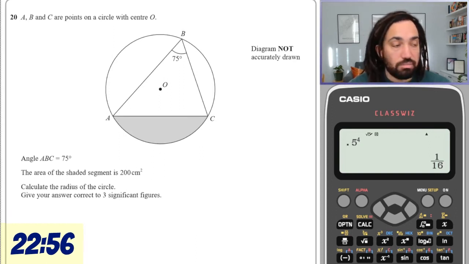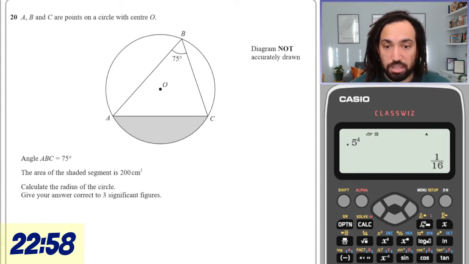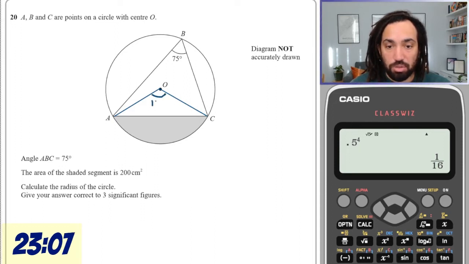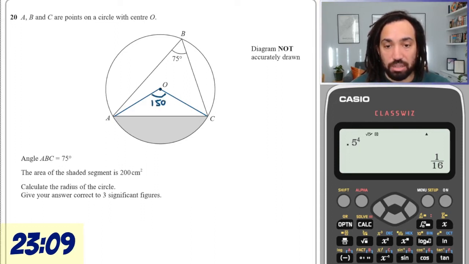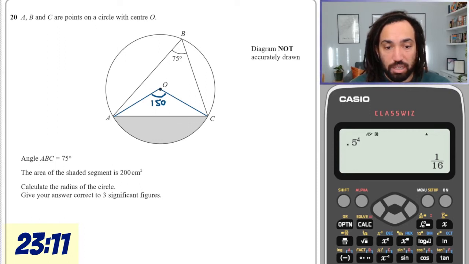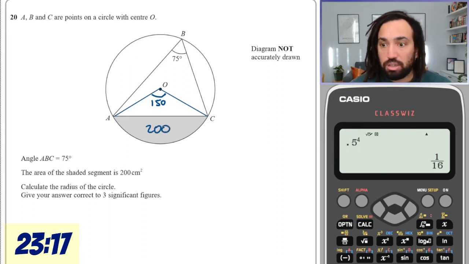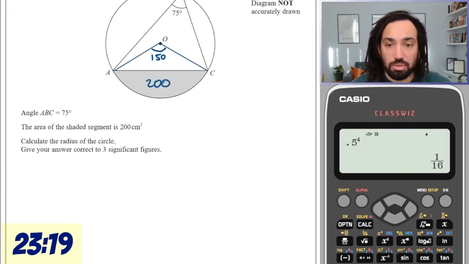Okay, so here, this looks like that's a sector. We know from circle theorems that that angle is double that angle, so that's 150. They're asking us to find the radius, the area of the shaded segment, that is 200. Wowza. Okay, and let's call the radius r.